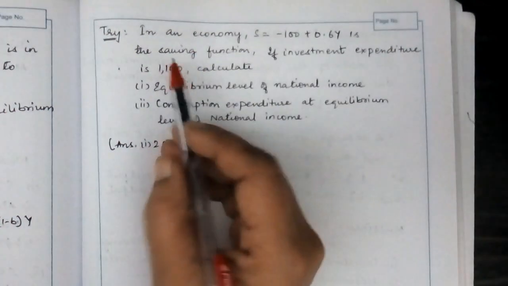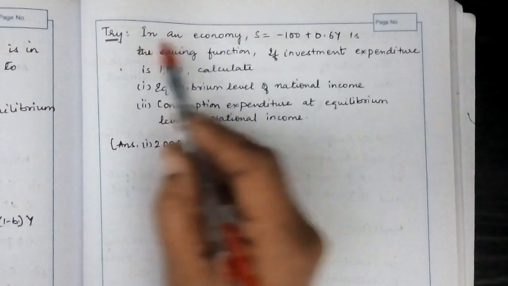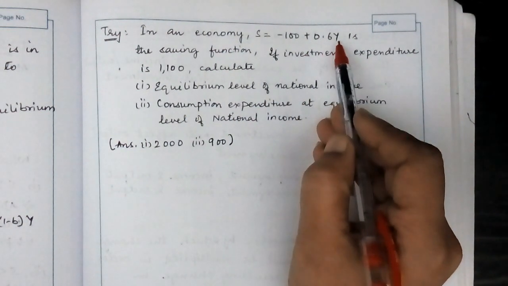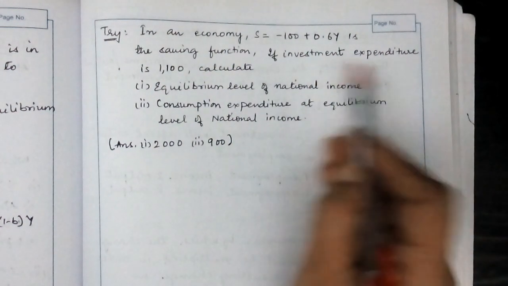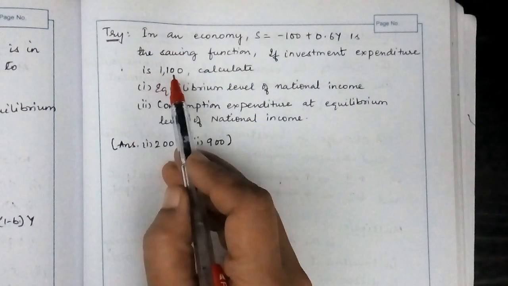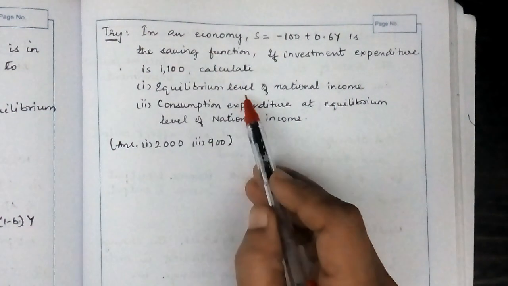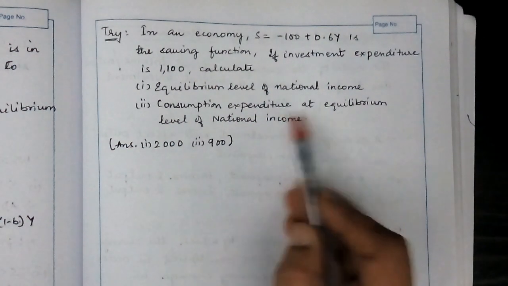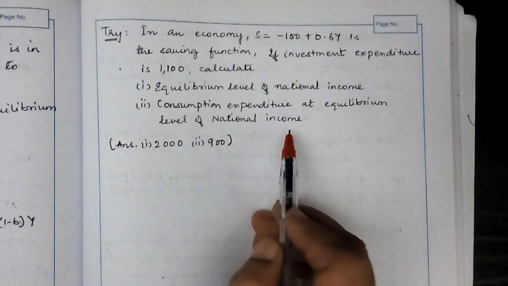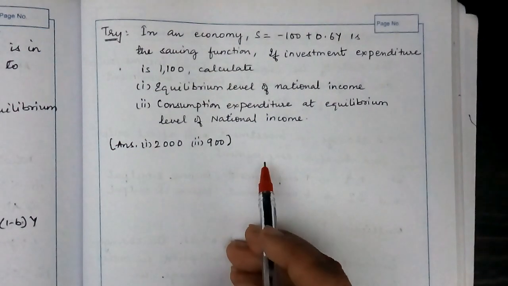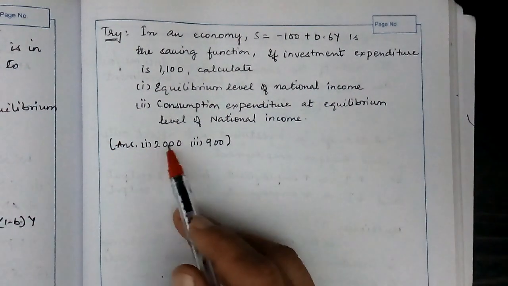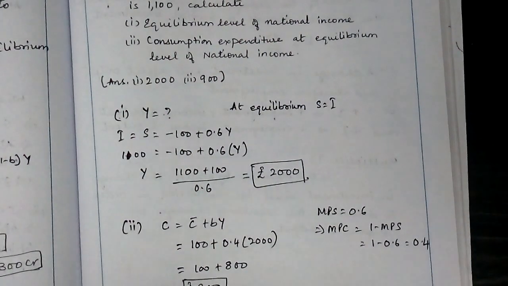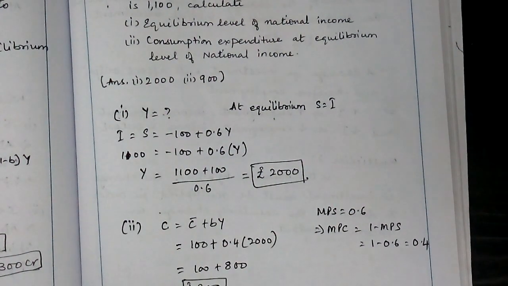Now you can try one problem on your own. In an economy, S is equal to minus 100 plus 0.6Y is a saving function. If investment expenditure is 1100, calculate equilibrium level of national income. And second, consumption expenditure at equilibrium level of national income. You may pause the video and try to solve the problem to get these answers. I hope you could solve that.